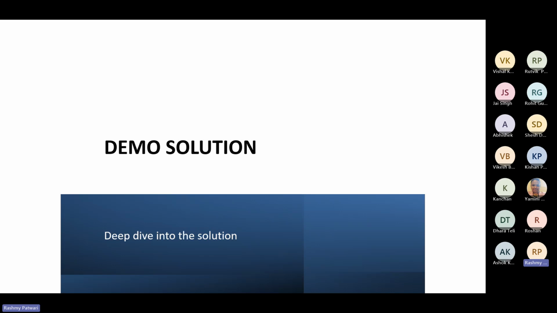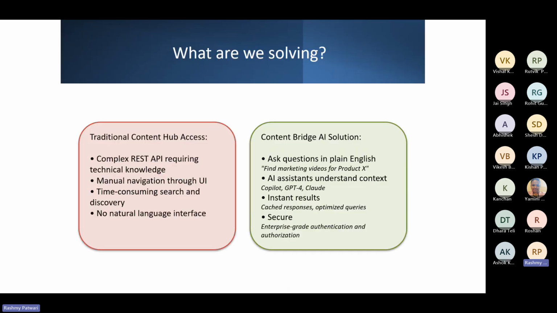So we saw the connection between the agent, the Content Hub API or the Content Hub itself, and what the role of the MCP server was in translating, basically establishing the connection between the agent and the Content Hub server. So what did we solve by doing this whole implementation for an MCP server?